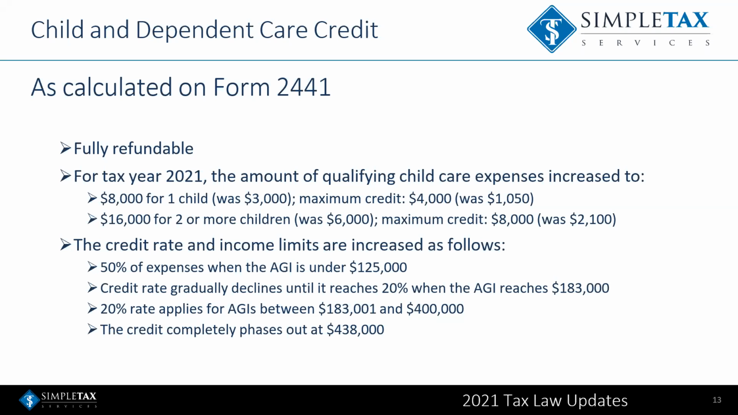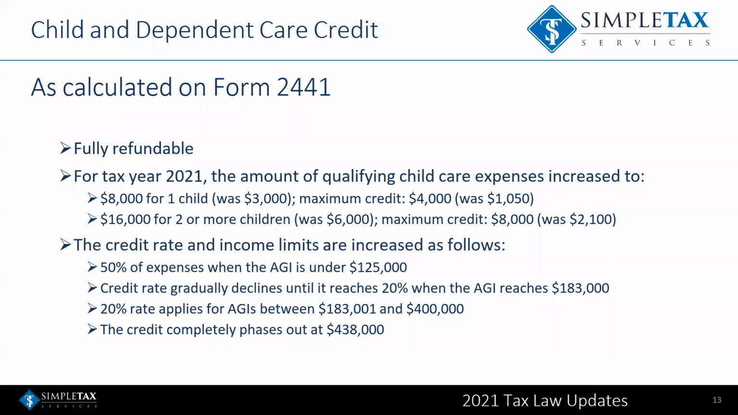Okay. The credit rate will gradually then decline until it reaches 20% when the AGI reaches $183,000. Okay. That 20% rate then applies for AGIs between $183,000 and $400,000. That's a typo. The credit completely phases out at $400,000. Once they're over $400,000, they're not going to qualify for this credit at all.